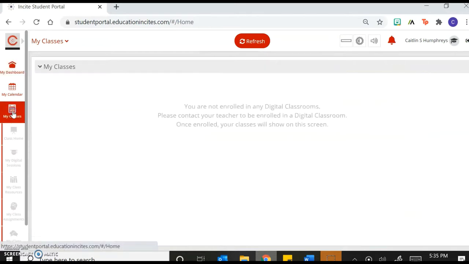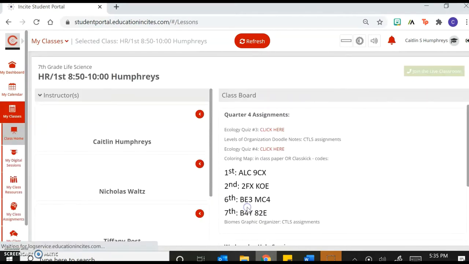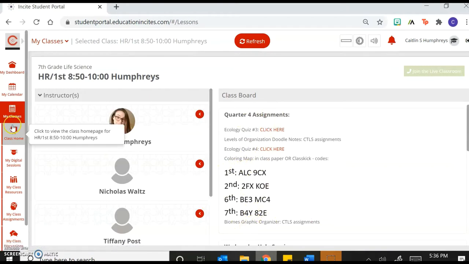So, we are going to go to my classes. I'm just going to pick homeroom. They should all be the same. As a reminder, here are our activities that we have already done. Our assignments are already in our grade book, and you can find your class kit codes and graphic organizers.